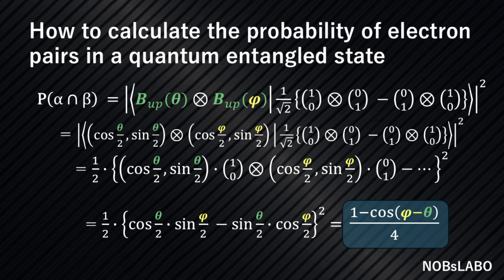This slide explains how to calculate the probability. In the case of photon polarization, the actual three-dimensional space and the quantum state space happen to correspond, so it was possible to explain it graphically. But in the case of electron spin, it is easier to understand using a concrete calculation formula. That's why I decided to explain this formula.